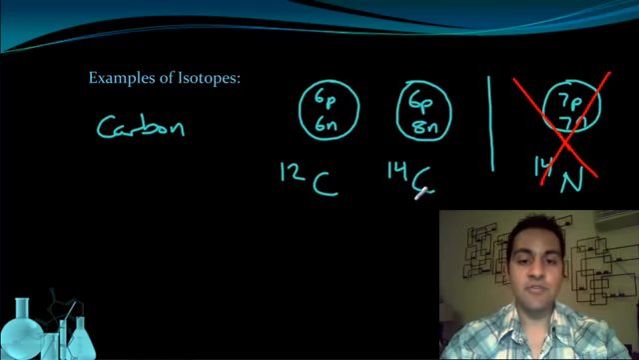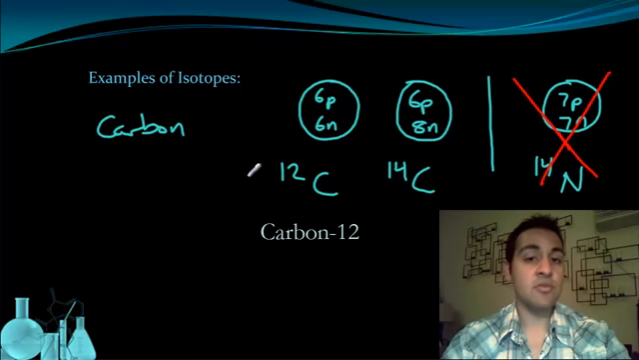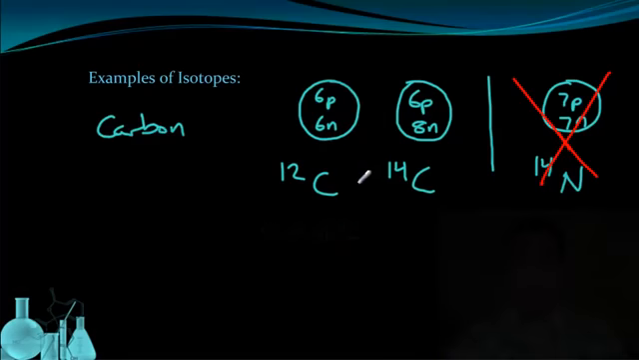Now 12C, 14C, this is one way of representing isotopes. We can also write out carbon-12, so the name of the element followed by the mass number, and then this one would correspondingly be carbon-14. So either one of these two notations is perfectly okay, and you'll probably see both at different times. It's just a way of representing the mass number and specifying which isotope of the element you're dealing with.